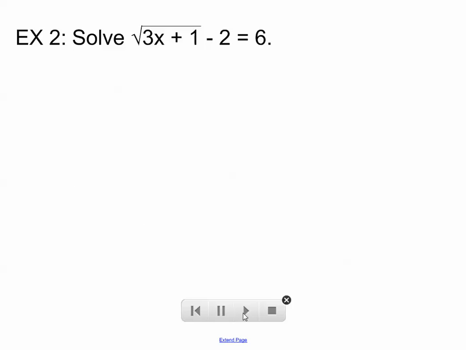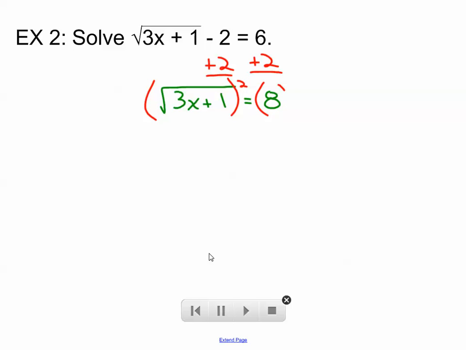This one's got a little bit more going on. Same rules apply. Let's add 2 to both sides. Get the square root quantity by itself, square root of 3x plus 1 equals 8. And then this is the point where we need to square both sides.